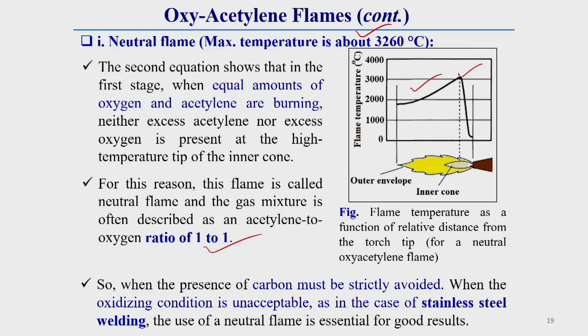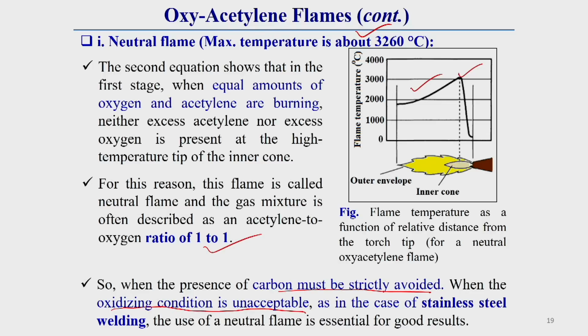So, when the presence of carbon must be strictly avoided, you should keep it in mind, and when oxidizing condition is also unacceptable. So, both carbon and oxidizing condition must be strictly avoided. Especially in the case of stainless steel, these two conditions should be strictly avoided. That means there should not be a carbonizing condition or an oxidizing condition.